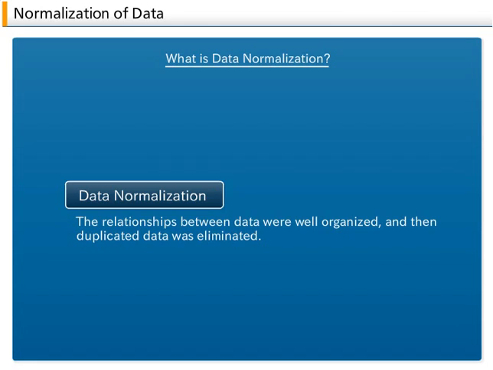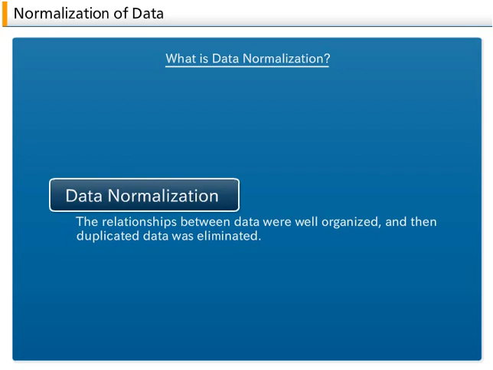Normalization of data. In information systems before the appearance of databases, there was duplication of data. This caused problems with the occurrence of useless data and with updates not being entered. In order to solve these problems, the relationships between data were well organized, and then duplicated data was eliminated. This operation is called data normalization.